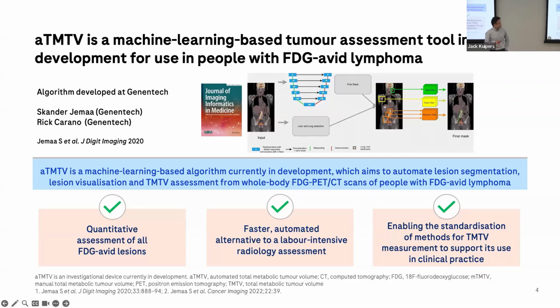The problem it tries to solve is directly related to all the problems that we have seen in the previous slide. It tries to simplify the quantification of all the lesions in a faster and automated manner, and also enables a more standardized approach to quantification, instead of letting the radiologist choose different thresholds in picking up the lesions.